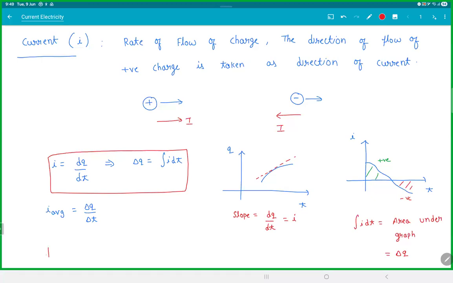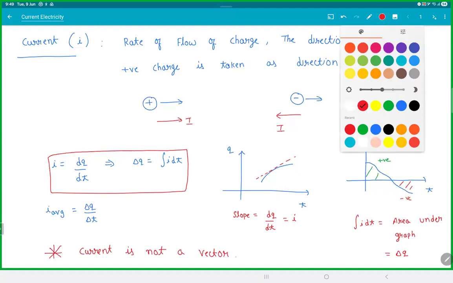And just a point there, current has direction, but it is not a vector quantity. It doesn't obey vector laws of addition. It's actually a tensor, we'll not get into that. If you remember the definition of a vector, it is a quantity which has magnitude, direction, and obeys vector laws. So current is not a vector. Clear with this? Straightforward definition, I is dq by dt. That's it.